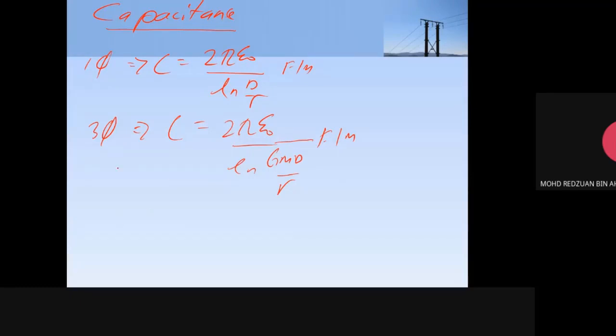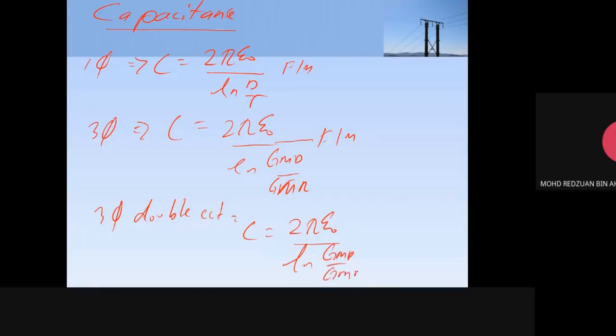But for three phase double circuit, from this equation, I just replace this R with GMR. These three-phase single circuit equations can be used for three-phase double circuit. So we have the same equation, 2 pi epsilon naught over ln GMD over GMR, farad per meter. So what is the difference between this equation and this equation?